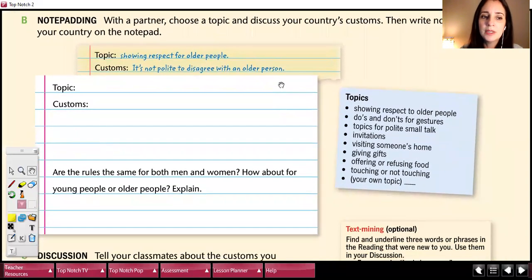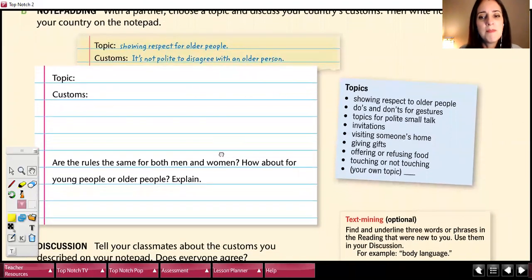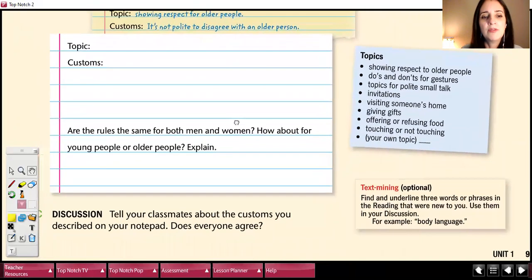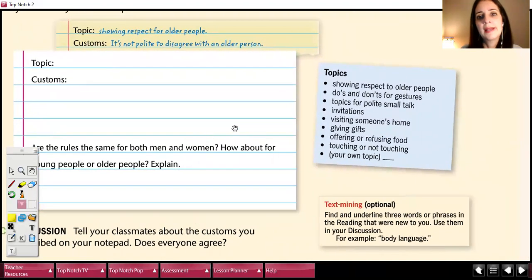So here, this is a note padding. I mean, it's an exercise for you to write something, okay? Suppose the topic is showing respect for older people. And what's the custom? It's not polite to disagree with an older person. Do you agree? What are these rules here? So here's to discuss some rules that we have in our customs, like showing respect to older people, do's and don'ts for gestures.